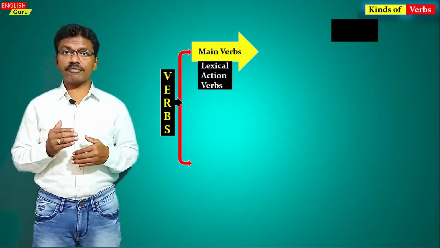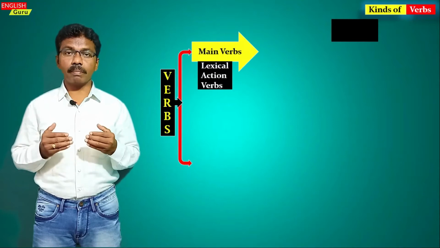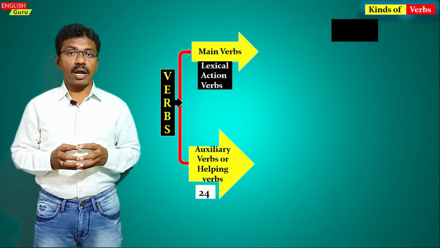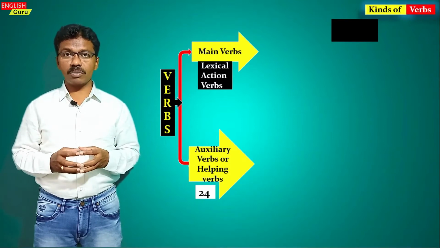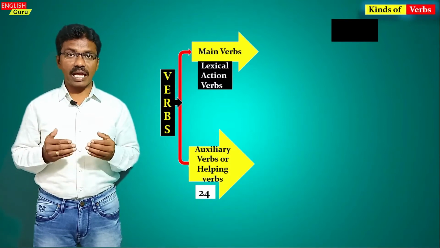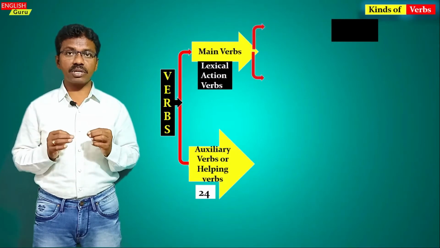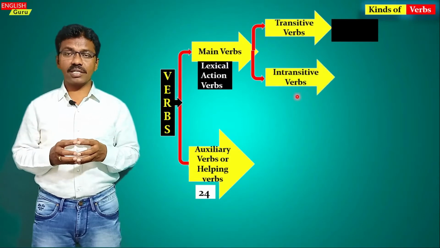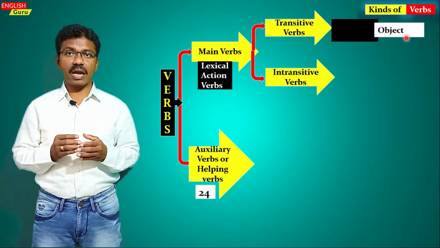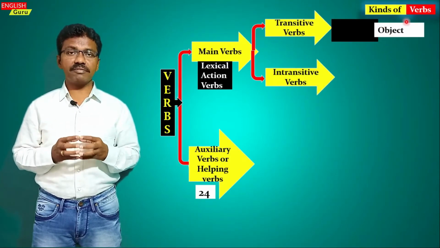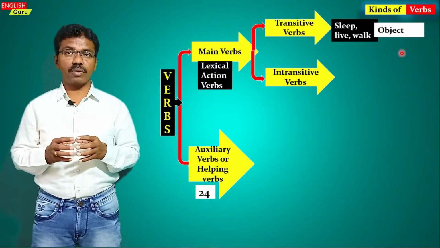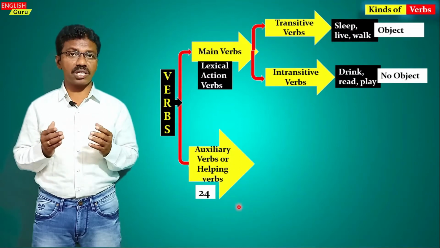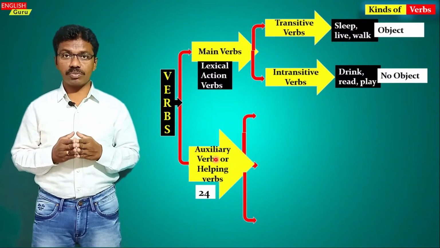Verbs are basically of two types. One, main verbs, which are also called lexical or action verbs, and the second one is auxiliary verbs, which we can call helping verbs. There are 24 helping verbs in the English language, and main verbs are further divided into transitive verbs and intransitive verbs. Transitive verbs take an object, whereas intransitive verbs do not take an object.